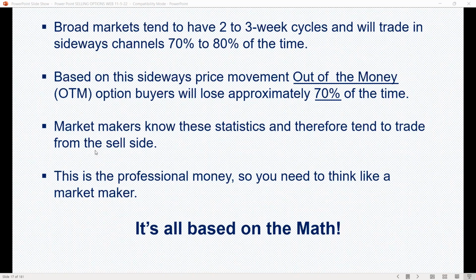Now, based on this sideways price movement, all the out of the money option buyers are going to lose about 70% of the time because those things will come due and they'll expire worthless. So the market makers, the professional money, know these statistics and therefore tend to trade from the sell side. They want to sell that premium that they know is going to go down in value over time based on that theta decay and the implied volatility crush. So this is the professional money, and so we need to think like that, and it all comes down to the math and the math probabilities.